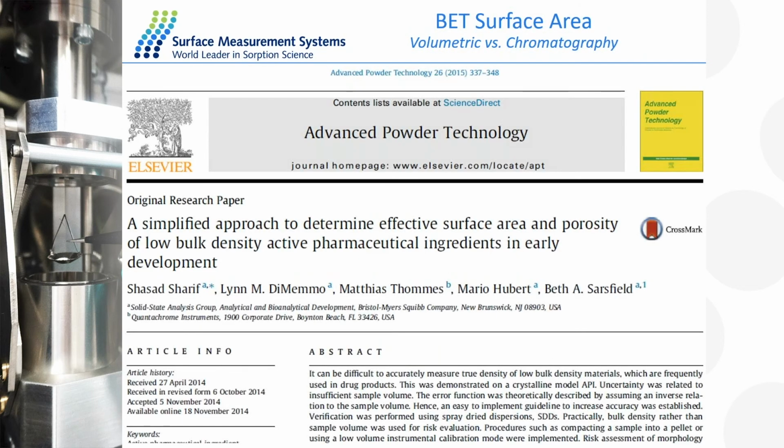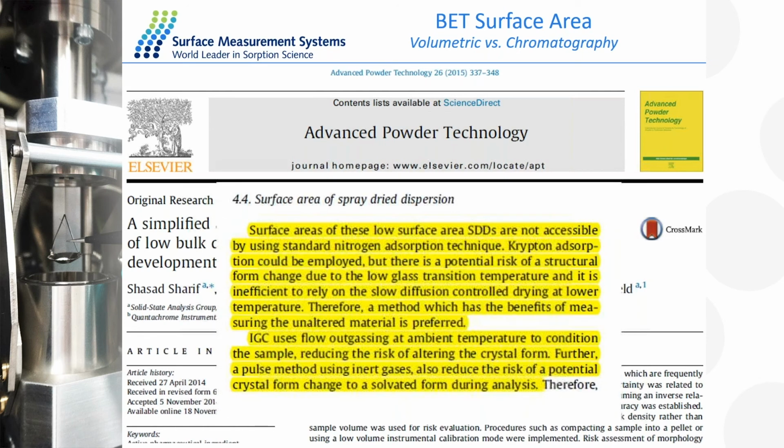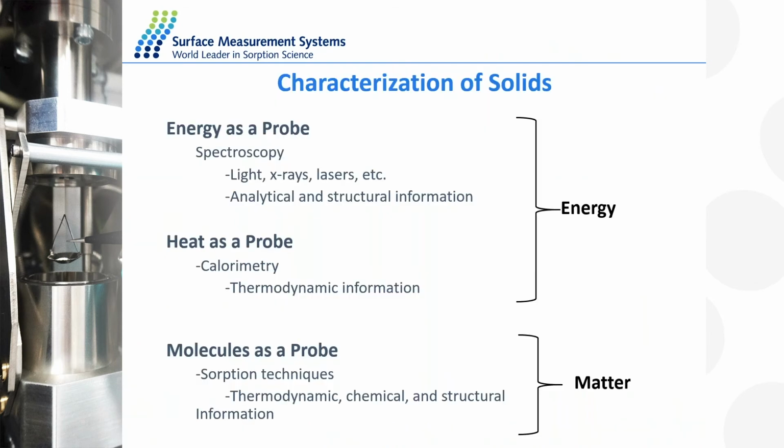It's also reported in this paper about the effective surface area of pharmaceutical ingredients. It says that the surface area of these spray-dried dispersions is not accessible for standard nitrogen sorption, while the IGC method with outgassing at ambient temperature reduces the risk of potential change inside the sample. This means the sorption technique is more suitable to determine the surface area of low surface area materials. So we will now focus on the vapor sorption technique.